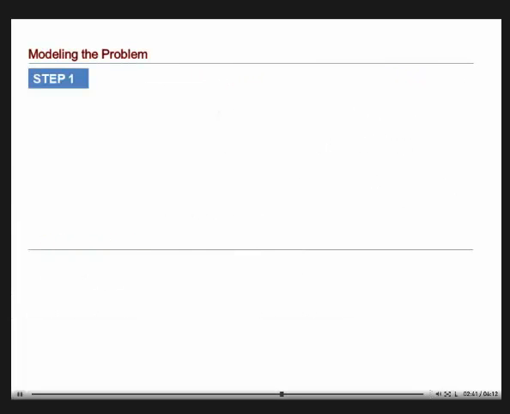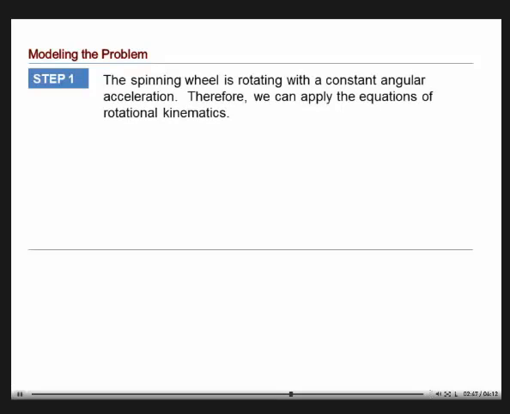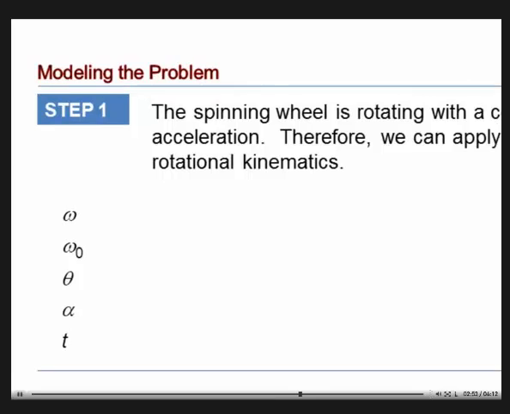The spinning wheel of fireworks is rotating with a constant angular acceleration. Therefore, we can apply the equations of rotational kinematics. On the left-hand side of the screen, we list the 5 rotational kinematic variables. 3 of these are known: the angular acceleration, the angular displacement, and the final angular velocity. The initial angular velocity and the elapsed time are unknown.